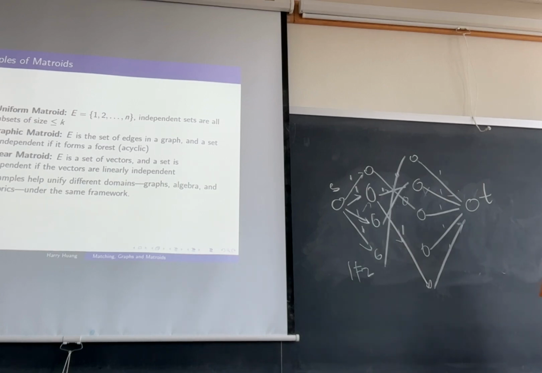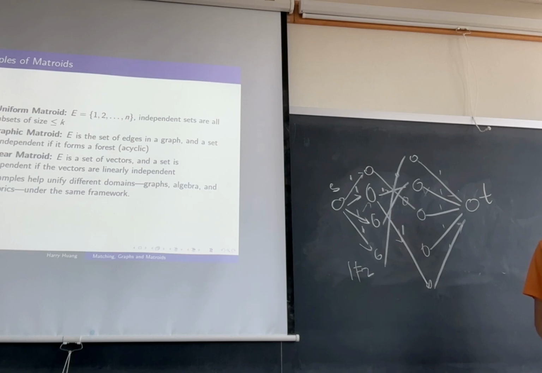And there's also a graphic matroid. A graphic matroid is used to describe a graph. The ground set of the graphic matroid is the set of edges instead of the set of vertices. A collection of edges is independent if and only if it is acyclic. Acyclic means that there's no cycle in the collection of edges.